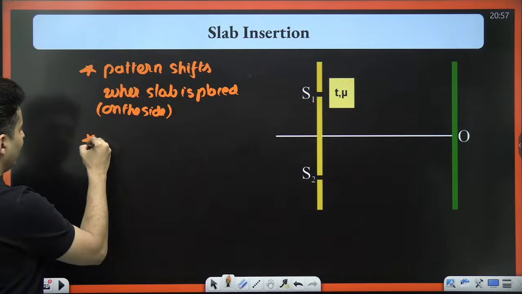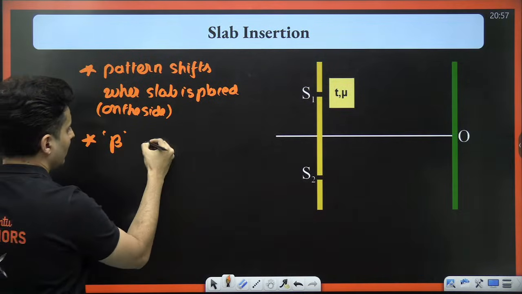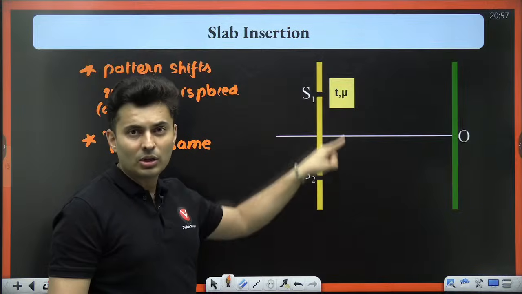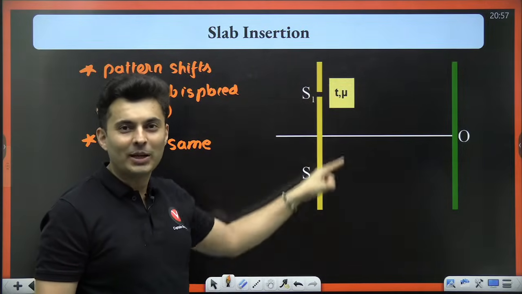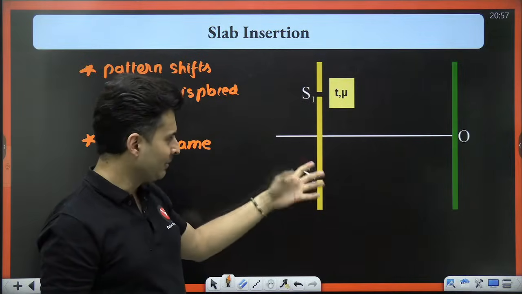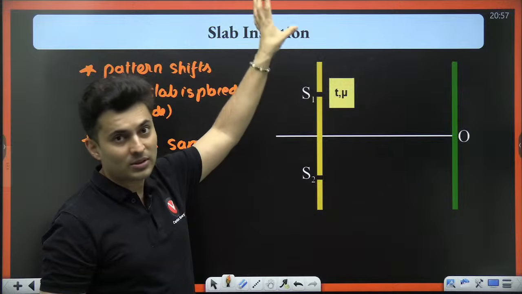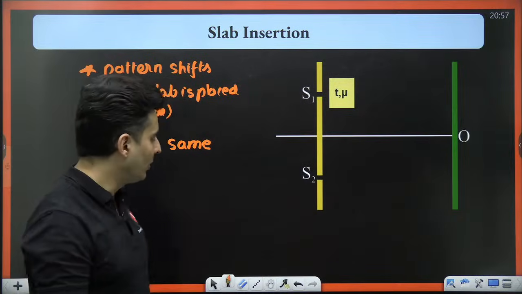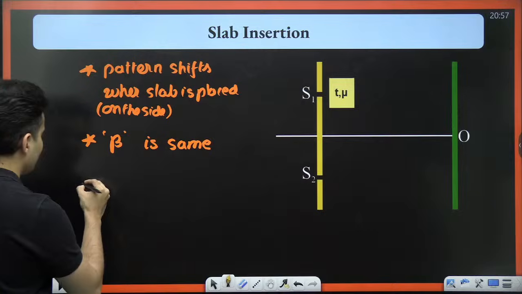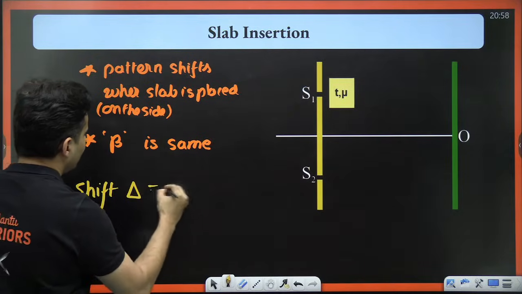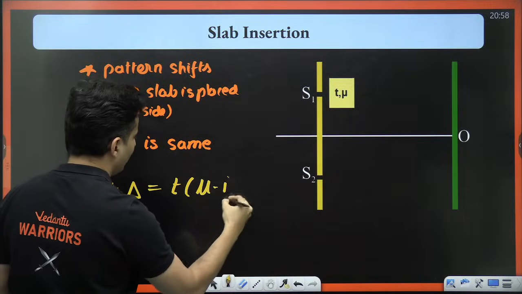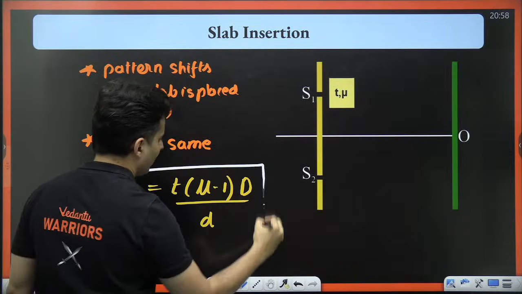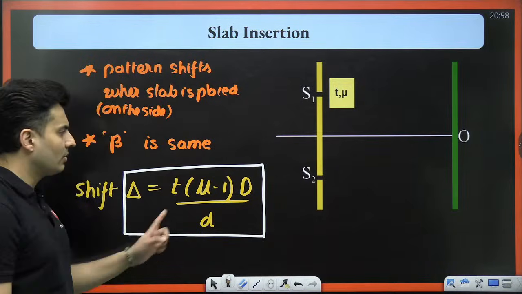The fringe width does not change. The fringe width is going to be the same. If it is going to be two slabs, then it is going to be a tug of war. Who has more power than the other? Who has more thickness and all that? So this guy will try to shift it this way. This guy will try to shift it this way. If somehow they cancel out each other, then it will not shift at all. And the shift which is there, delta, is given by thickness into (mu minus 1) times capital D divided by small d. This is the shift which is produced because of a glass slab.